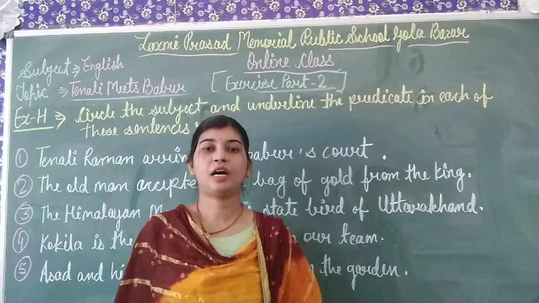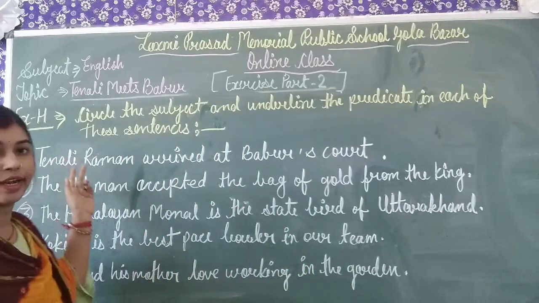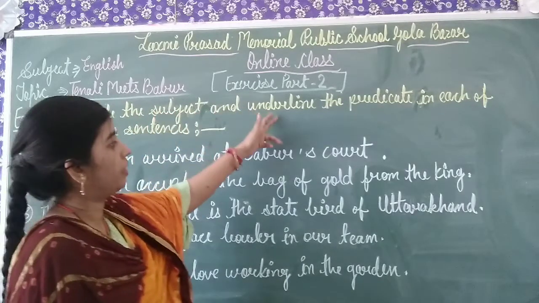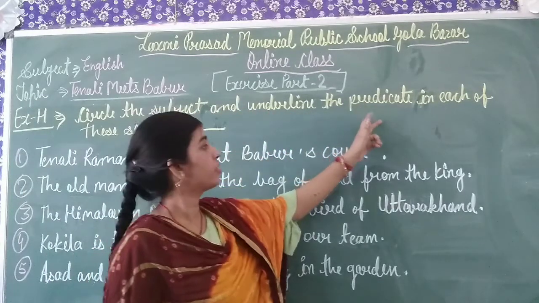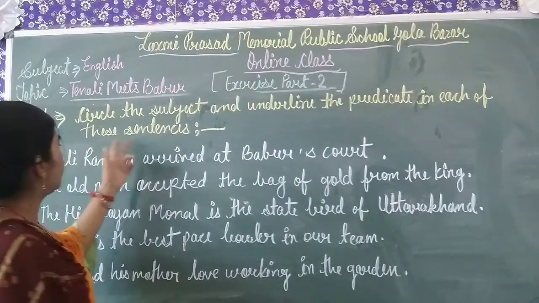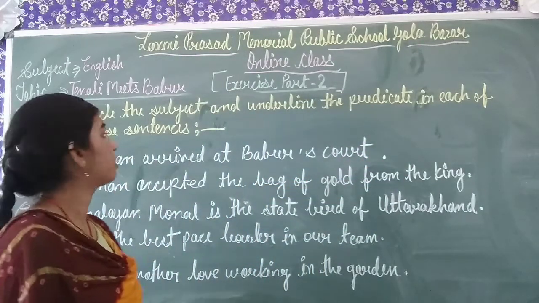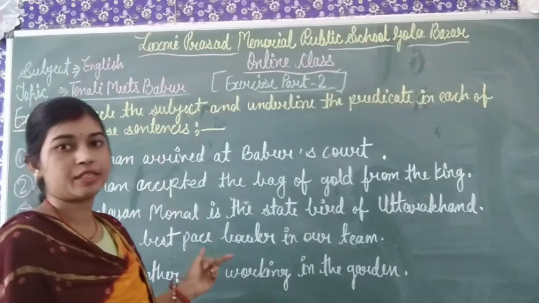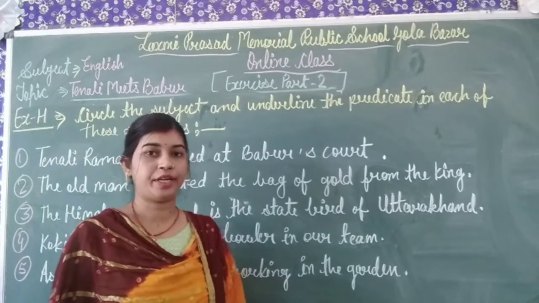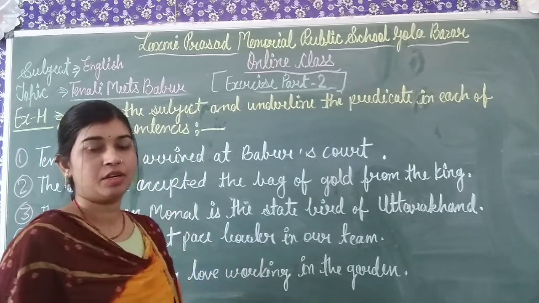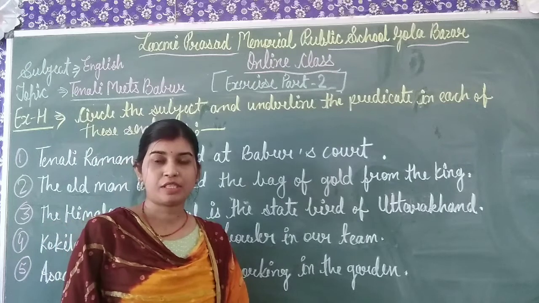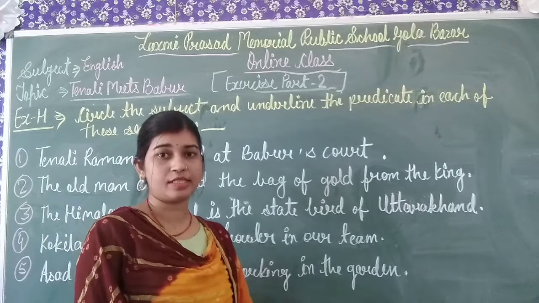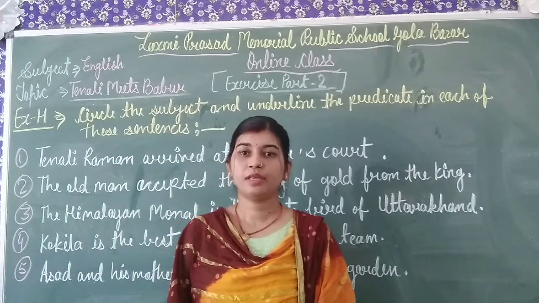Okay students, now exercise H, and exercise H is: circle the subject and underline the predicate in each of these sentences. Okay, so students, in this exercise you have to circle the subject and underline the predicate in these sentences. In the previous exercise, I have explained what is subject and what is predicate.